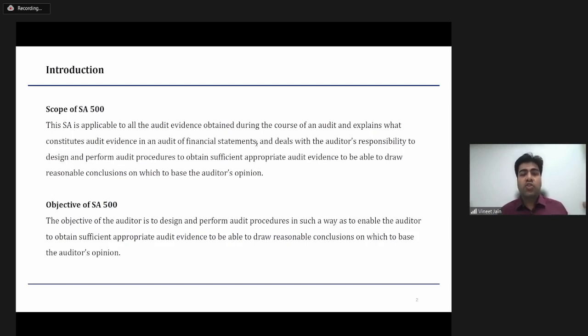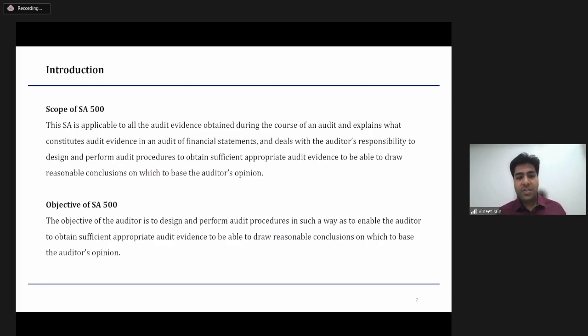So basically the scope of SA 500 is that it covers all the audit evidence that is there within this SA. Then moving on to the objective of this SA 500. The basic objective of the auditor is to design and perform audit procedures in such a way that the auditor is able to obtain sufficient appropriate audit evidence. Then on the basis of such audit evidence, the auditor is able to draw reasonable conclusions. And on the basis of those conclusions, the auditor may provide an auditor opinion.